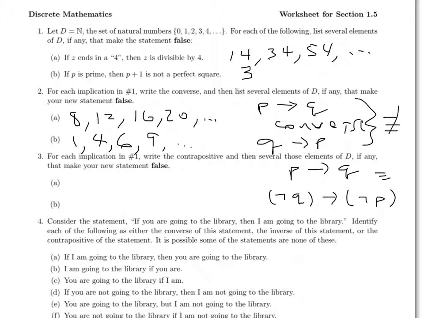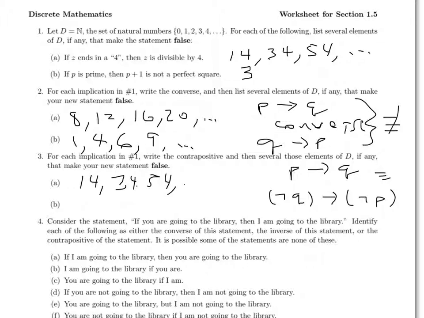And so if you write out again in words what the converse would say, I'll just say it, and you can read it on the back of the sheet. For the first sentence here, it would say, if z is not divisible by 4, then z doesn't end in a 4. That would be negating both and reversing the order. And if you do that, then the counterexamples to that are 14, 34, 54, and so on.